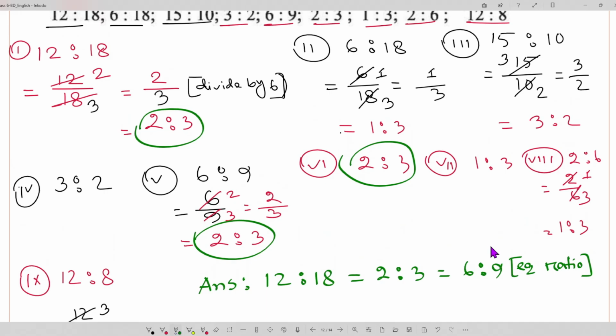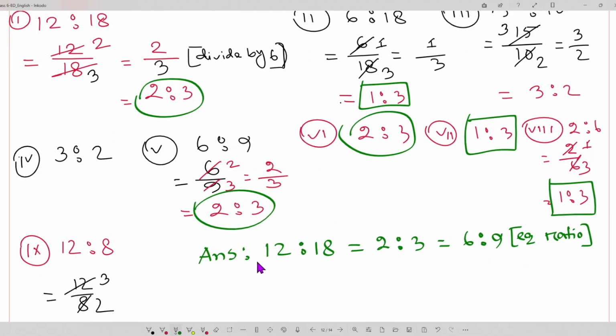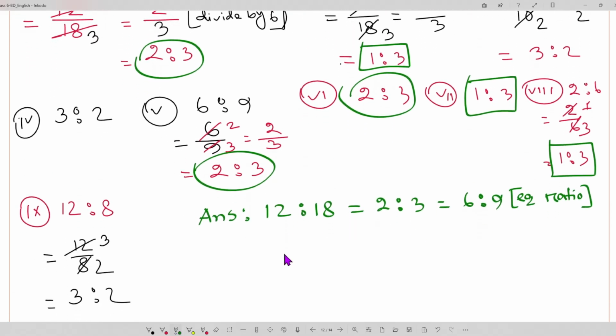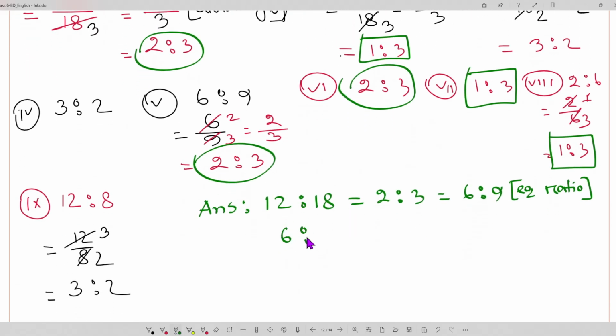Next, 1 is to 3, this one is 1 is to 3, then where is another 1 is to 3, another one? Yes, this one is 1 is to 3, this one is 1 is to 3. So we can say 6 is to 8 equals 1 is to 3 equals 2 is to 6, equivalent ratio.